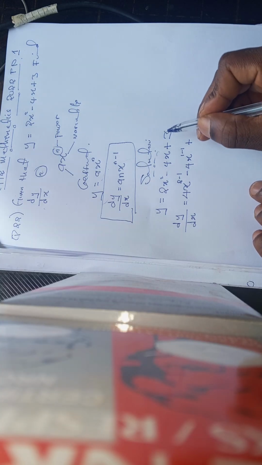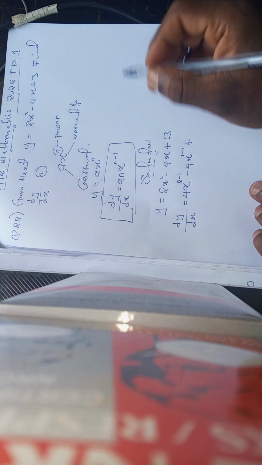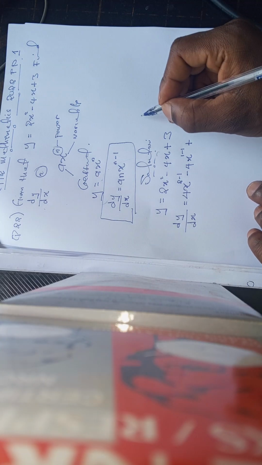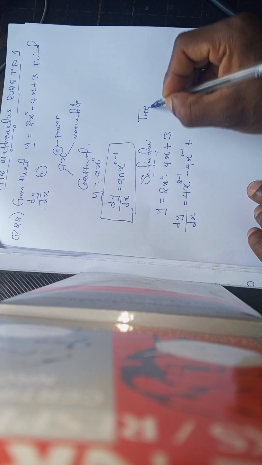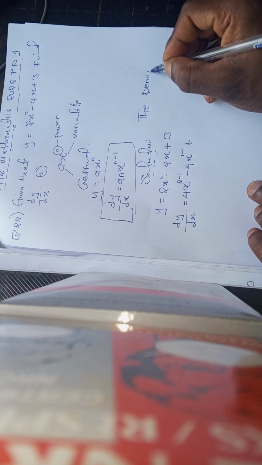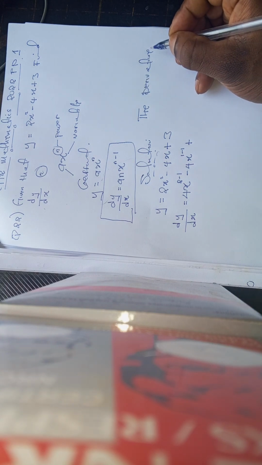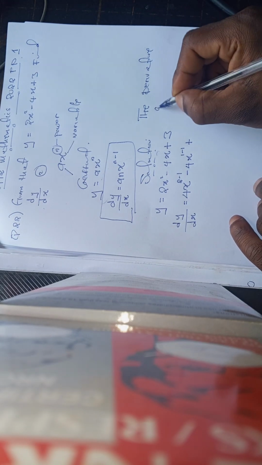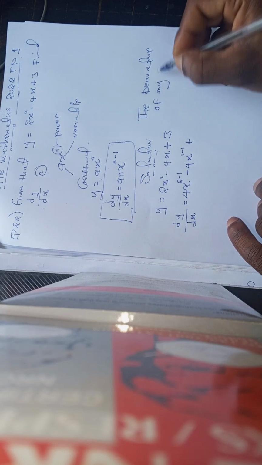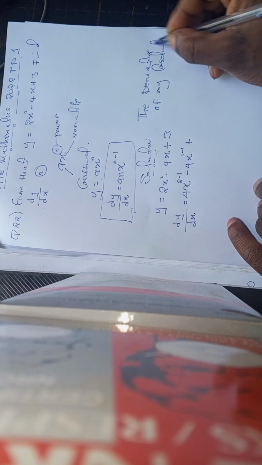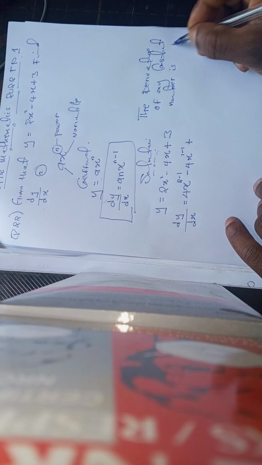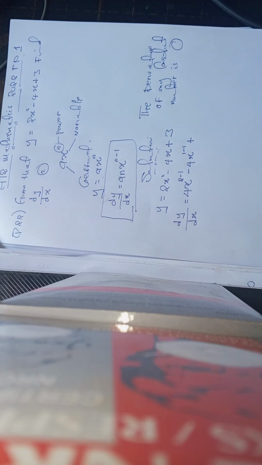Since we have a constant number, when you are differentiating, the derivative of any constant number is 0. Take note, the derivative of any constant number is 0 when you are differentiating.